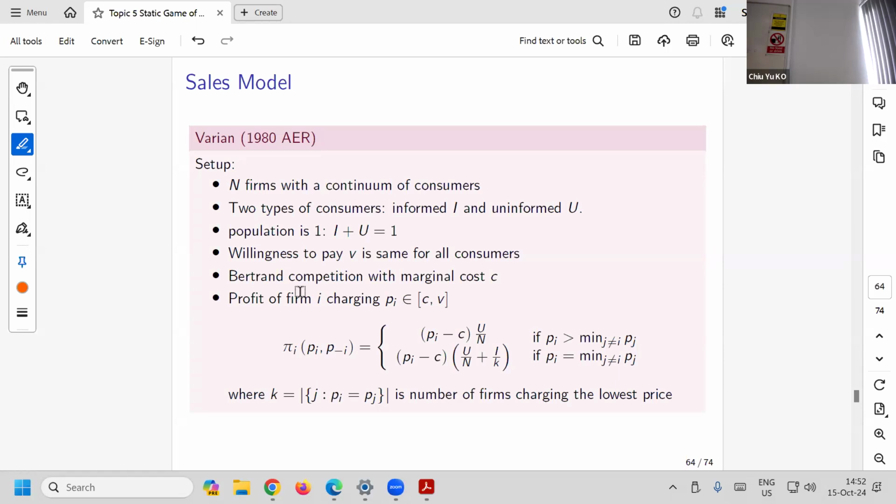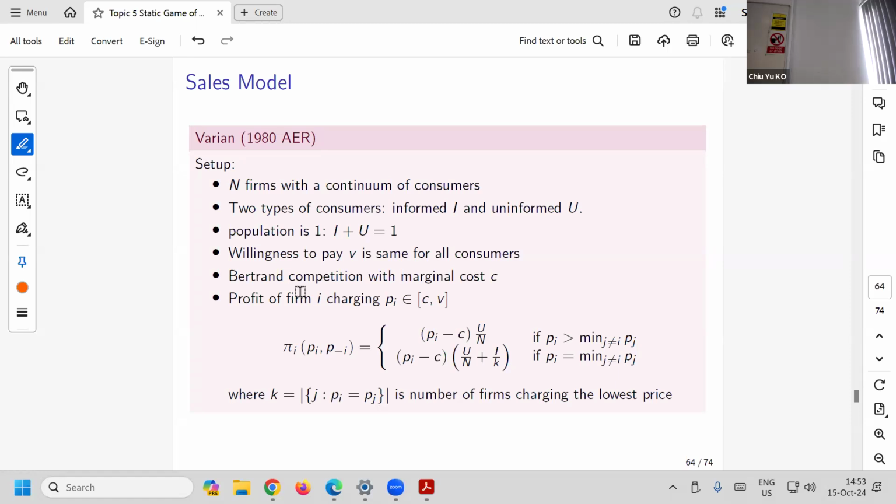And if you are one of the lowest, then you get to sell at the price you propose. You get your loyal customers, and part of the shoppers who actually shop around, and K is the number of firms with the same lowest price. If you're the unique lowest, K is 1, so you get the whole market. So that would be the setup.